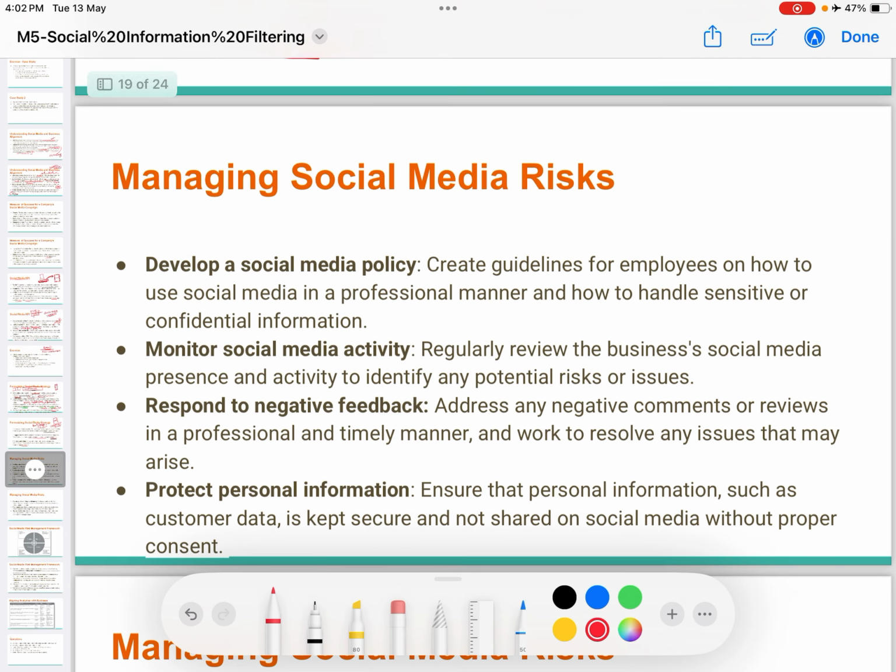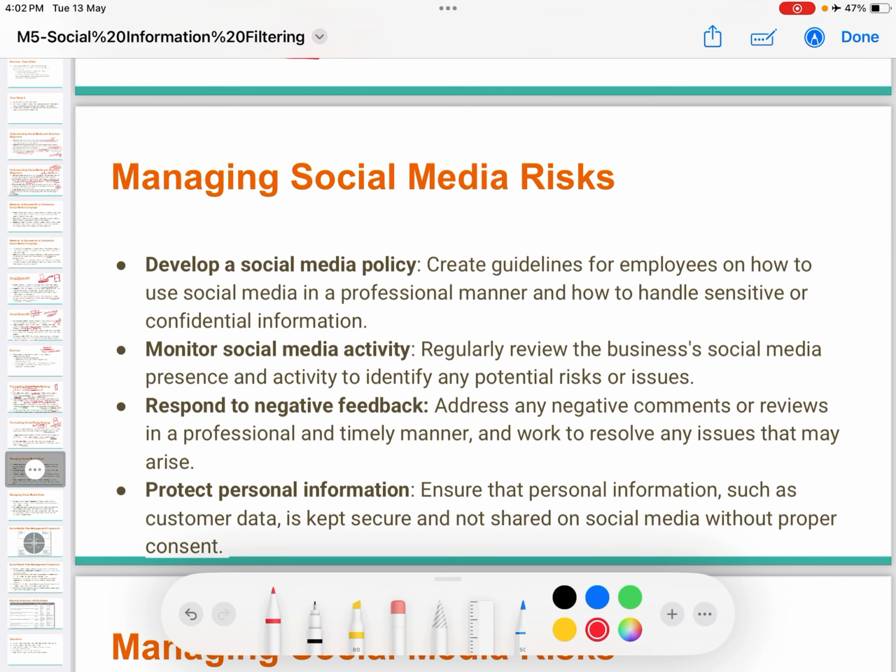Next is managing social media risk. Develop a social media policy. Create guidelines for employees on how to use social media in a professional manner and how to handle sensitive or confidential information. So create guidelines for the employees, and train the employees on how to handle social media information in a professional manner.